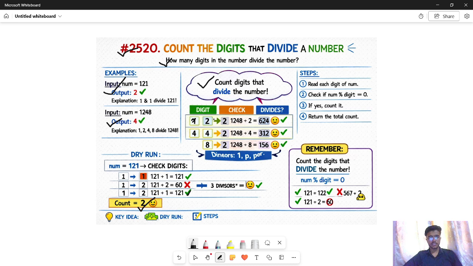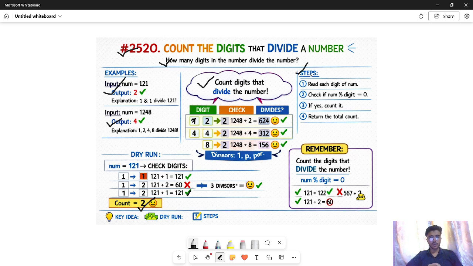And check the divisors. 1248 divided by 2 is 624, and divided by 2 is 312, and divided by 2 is 156. That is true.